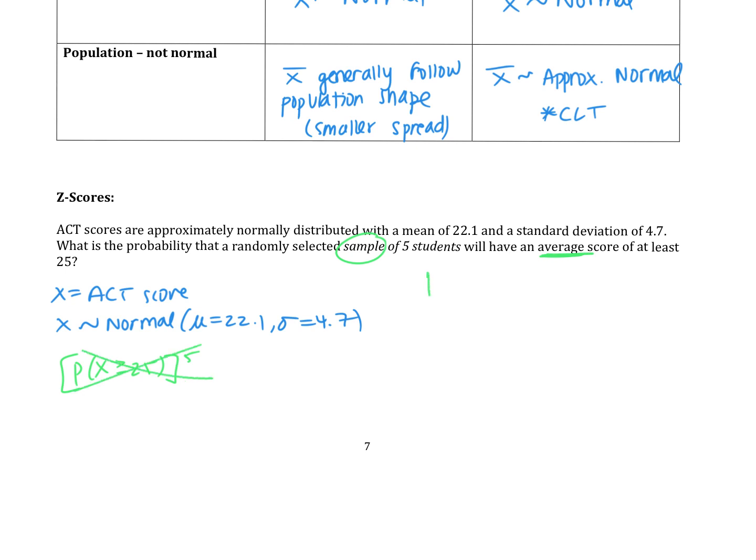Instead, what we want is the probability of X bar to be at least 25. What that tells us then is we are looking at the distribution of X bar, not of X. So we need to talk about X bar then. First thing we know, because X is normal, X bar then is also normal.